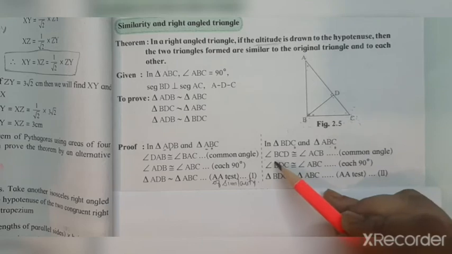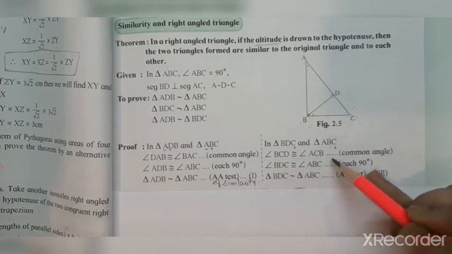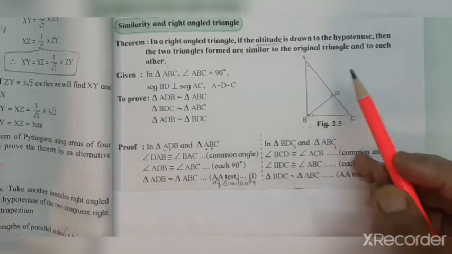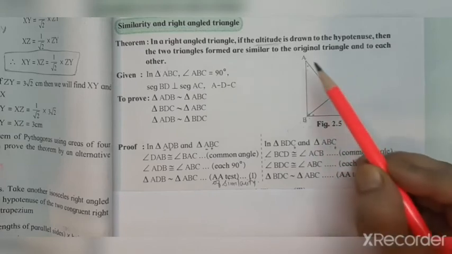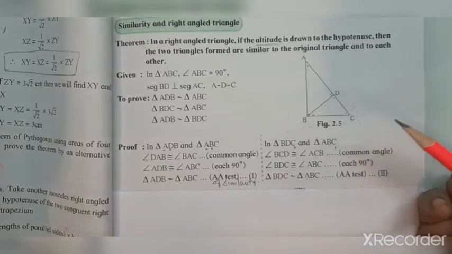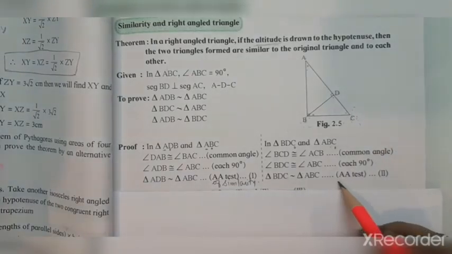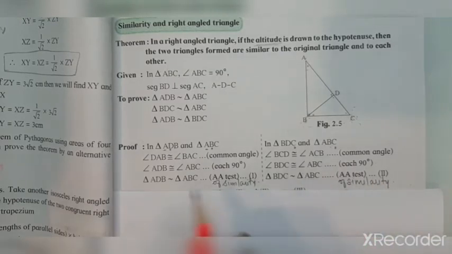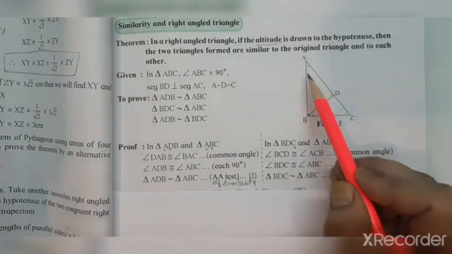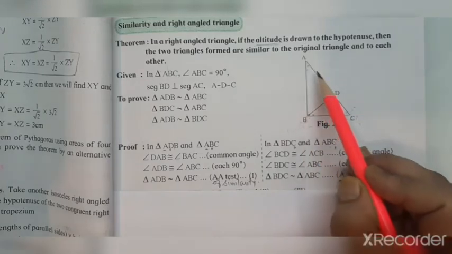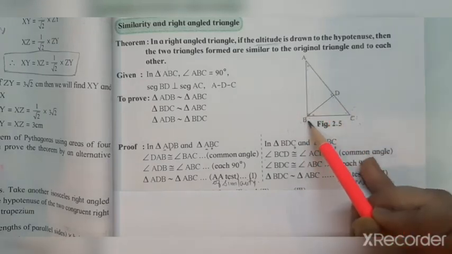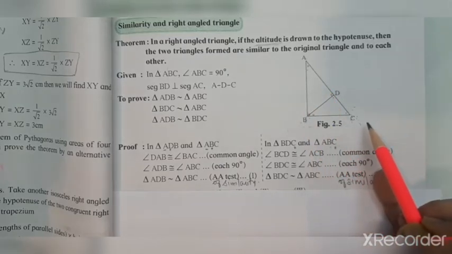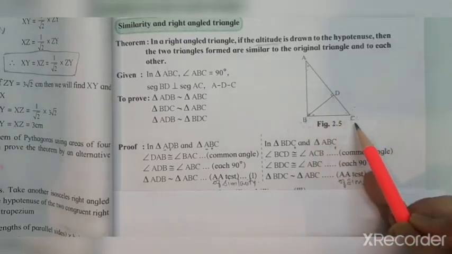Again here C is common. So angle BCD is congruent to angle ACB, common angle. Then angle BDC is congruent to angle ABC, each is 90 degree. Therefore the two triangles are similar by AA test of similarity. Now we have proved these two pairs of triangles are similar by AA test. Which two triangles? The big triangle ABC is similar to ADB. And this big triangle ABC is similar to BDC.